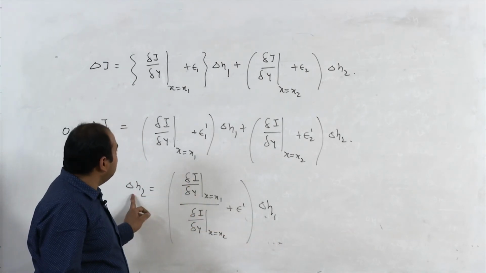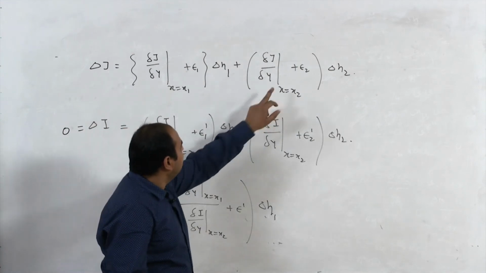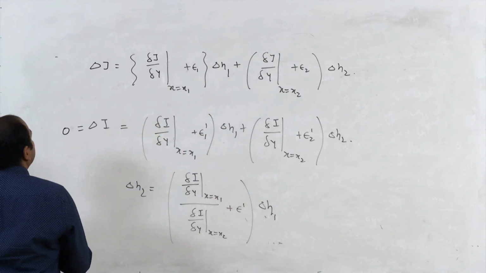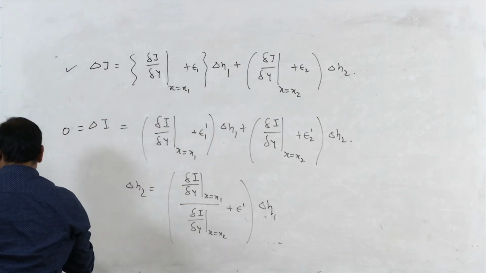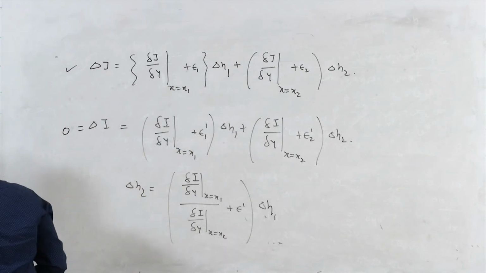Now, if you use delta eta 2 here in the functional, in this value of delta J equal to this expression, then your delta J can be written as, let me write it here.